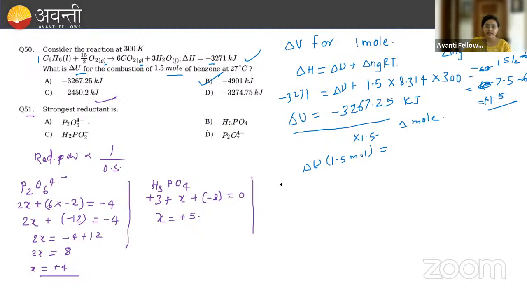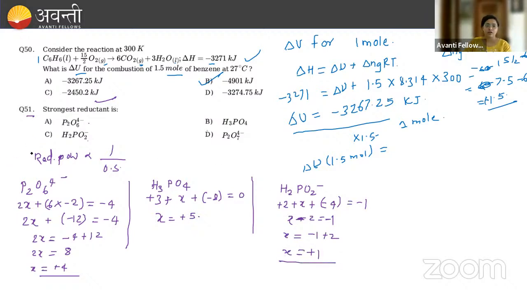Next molecule, that is H2PO2 minus. Here for hydrogen plus 2, for phosphorus I don't know, for oxygen minus 2 into 2, minus 4. The overall molecule has a minus charge, that's why it will be this way. So x plus 2 minus 4 equals minus 1. So x is equal to minus 1 plus 2, so x is equal to plus 1. So this has a plus 1 oxidation state.